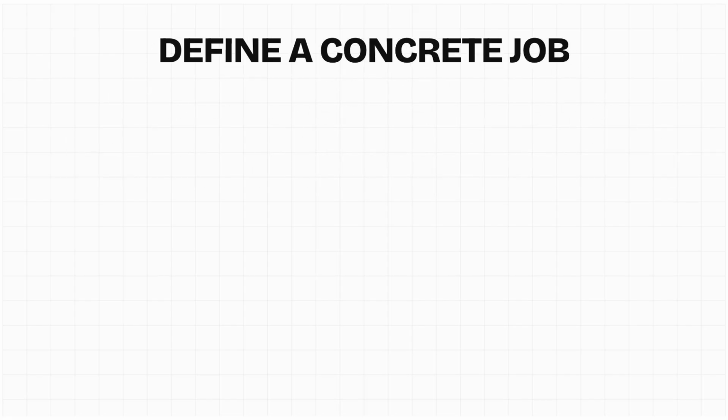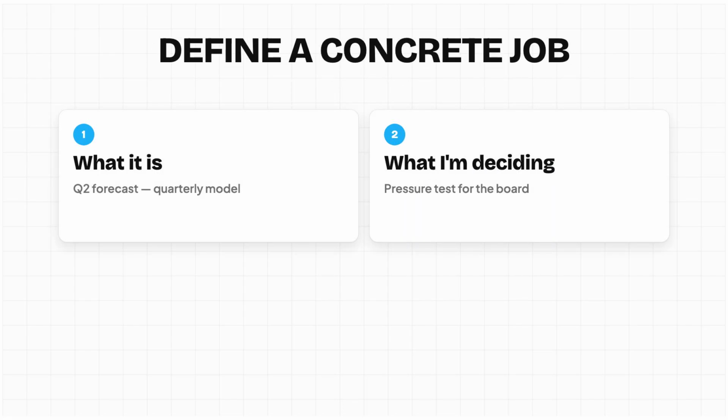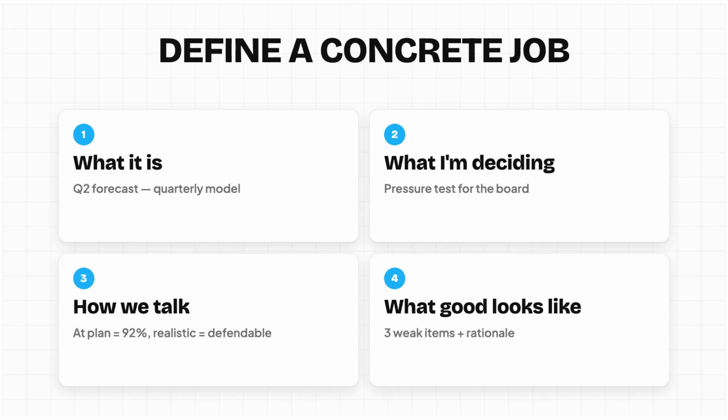Look, all it takes is 4 simple things. What it is, what I'm deciding, how we talk, and what good looks like. That's all it takes. And these are the same things that you would probably give to a new hire if you're assigning them a new job or task. So just remember this, if you wouldn't send a file to your analyst and say, hey, please figure this out without providing any additional context, then you shouldn't do this to an AI either.